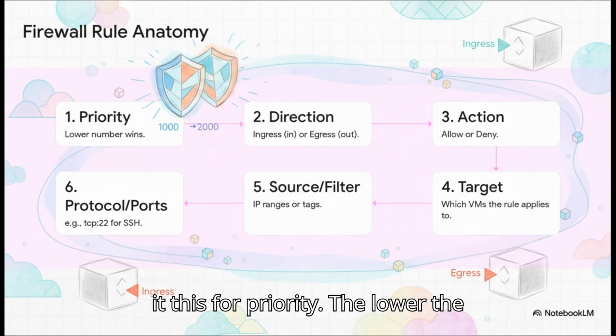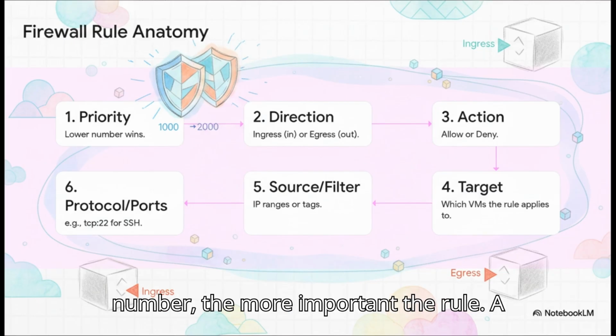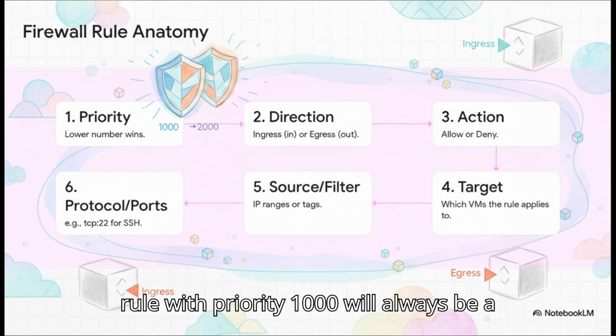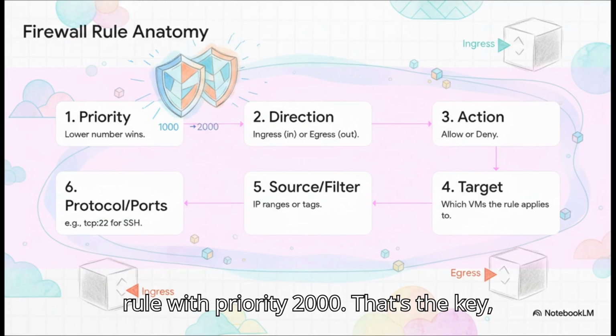But look, if you remember one thing from this slide, make it this. For priority, the lower the number, the more important the rule. A rule with priority 1000 will always beat a rule with priority 2000. That's the key.